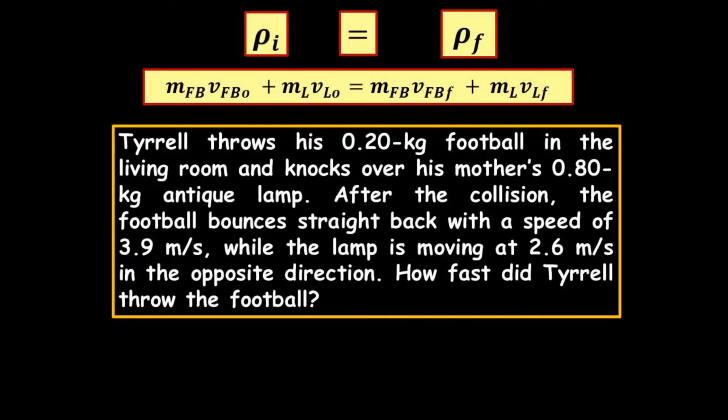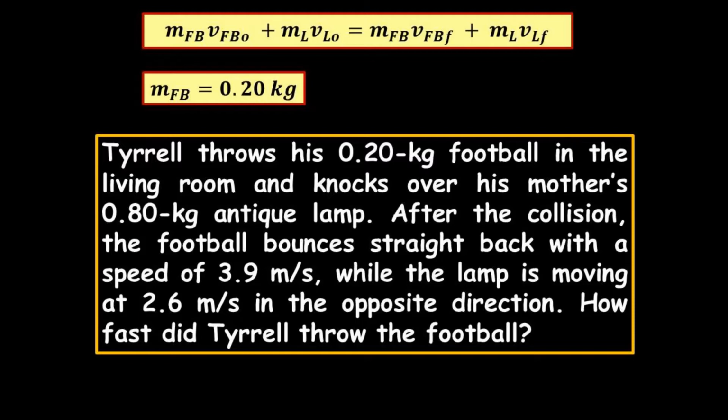This slide simply states that the initial momentum will equal the final momentum. Remember, the momentum is simply the mass times the velocity. The system is made of the football and the lamp. So, the mass of the football times the initial velocity of the football plus the mass of the lamp times the initial velocity of the lamp will equal the mass of the football times the final velocity of the football plus the mass of the lamp times the final velocity of the lamp.